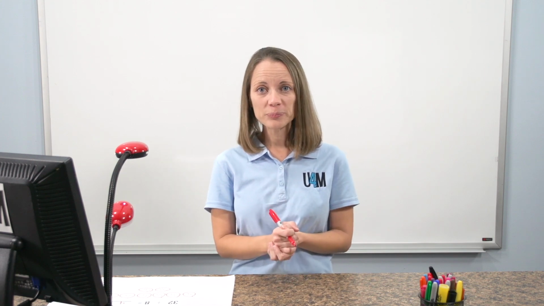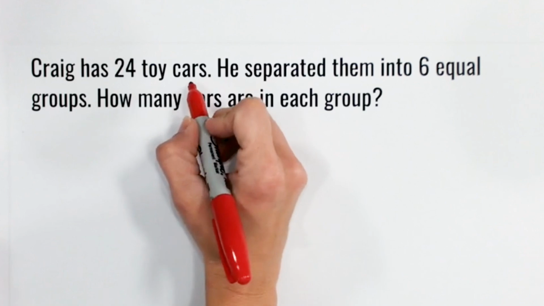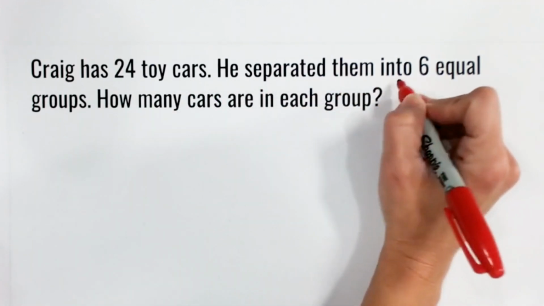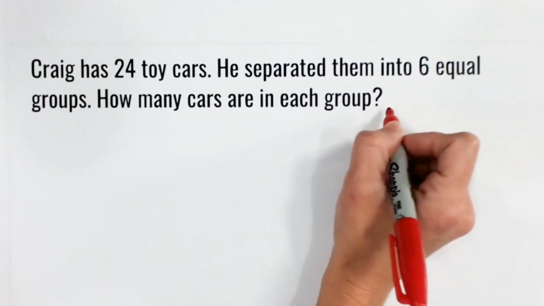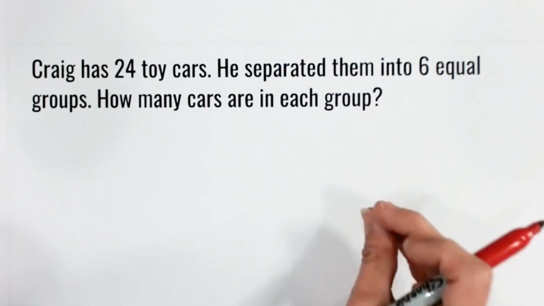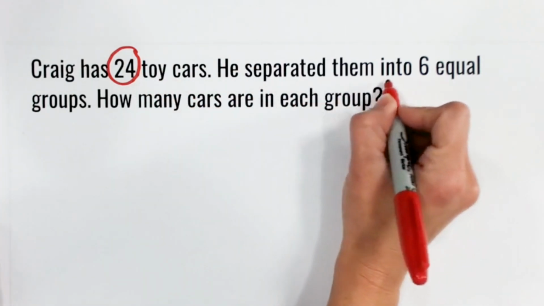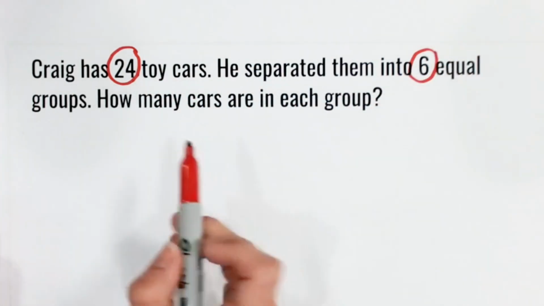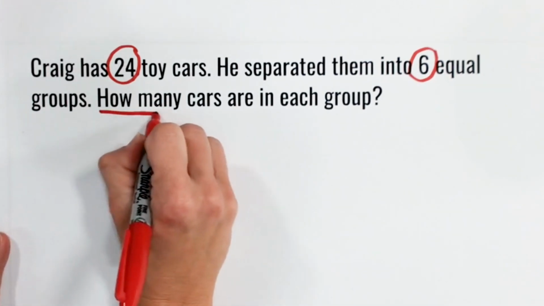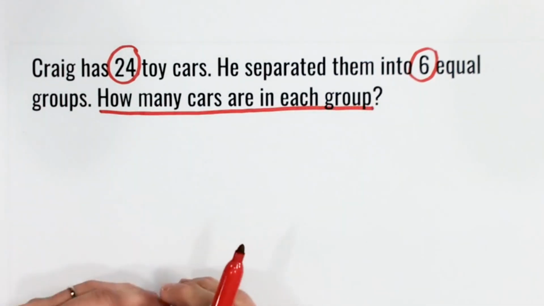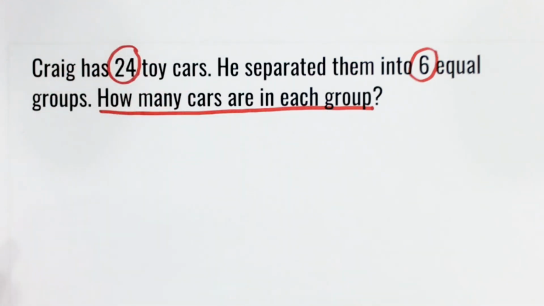Let's look at one more problem. This example states that Craig has 24 toy cars. He separated them into 6 equal groups. How many cars are in each group? So we're going to use the cubes method to break this down. We have 24 toy cars, and he separated them into 6 equal groups. So we have our numbers, 24 and 6. Our question is how many cars are in each group? So I can see that we're going to be distributing this 24 out into the groups equally.